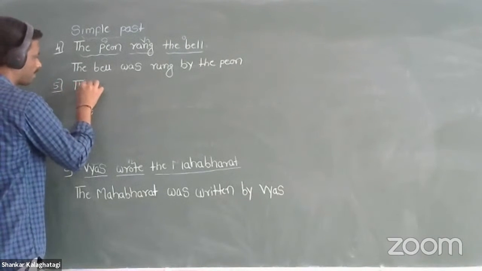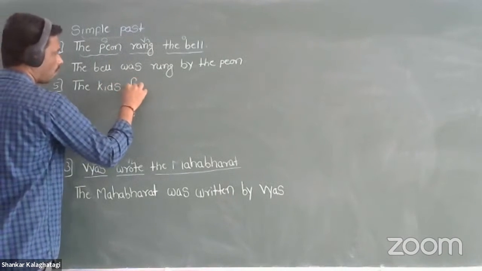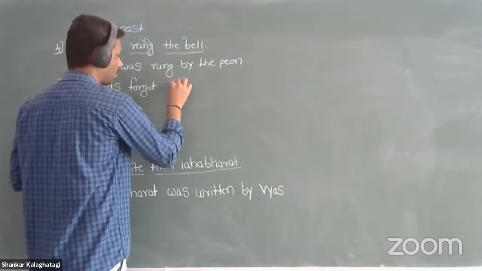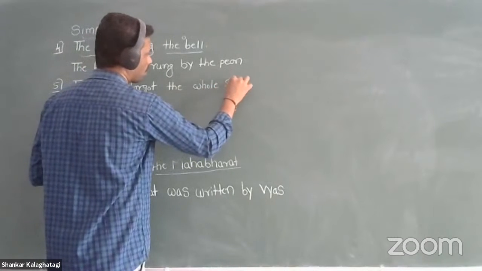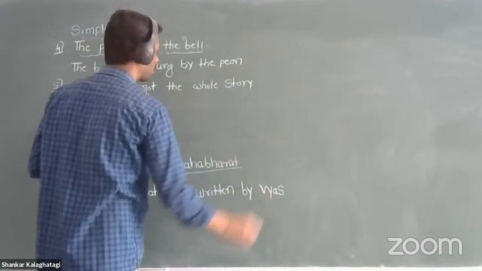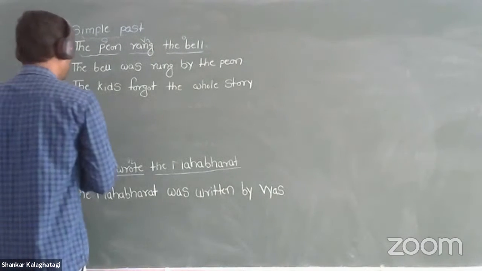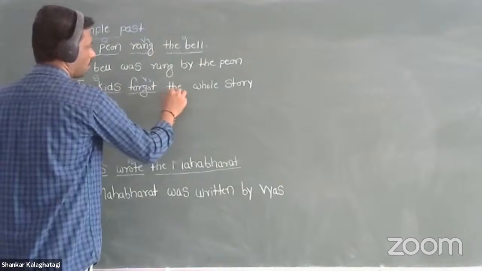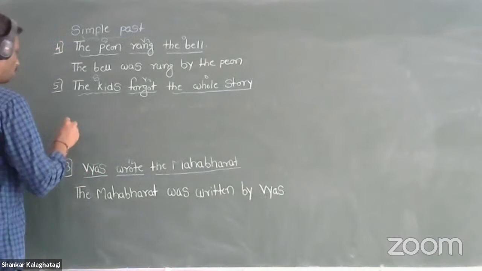The kids forgot the whole story. Okay. The kids forgot the whole story. So this is the last, fifth example. So kids are the subject. Forgot is the V2. Okay. The whole story is the object. Now write the whole story first.